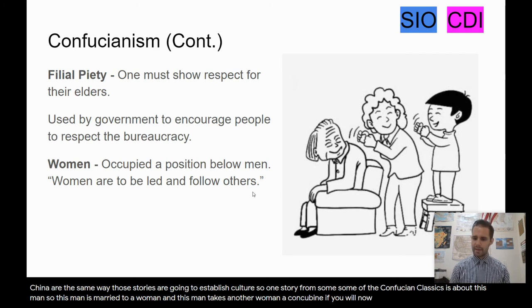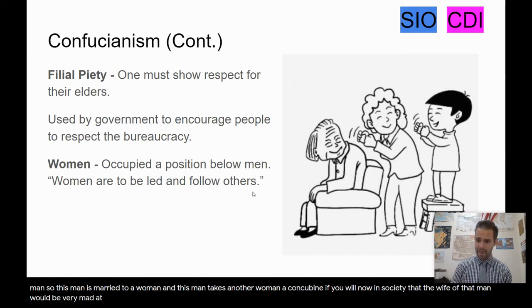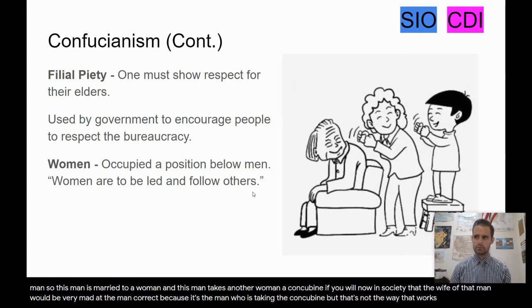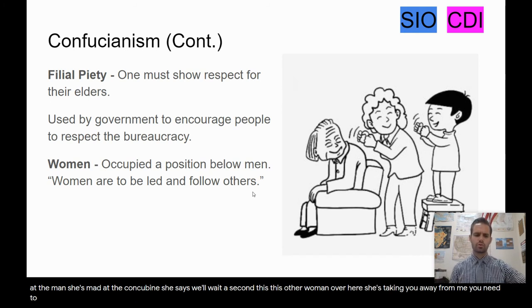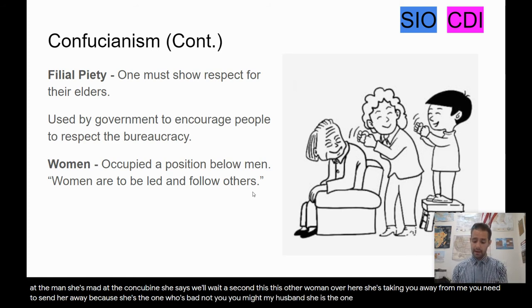Now, you would imagine here, being in American society, that the wife of that man would be very mad at the man, correct? Because it's the man who is taking the concubine. But that's not the way that works. The wife isn't mad at the man, she's mad at the concubine. She says, well, wait a second, this other woman over here, she's taking you away from me. You need to send her away because she's the one who's bad, not you, my husband. She is the one who is bad.